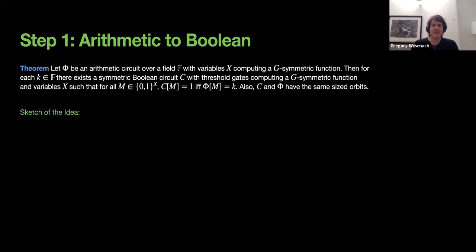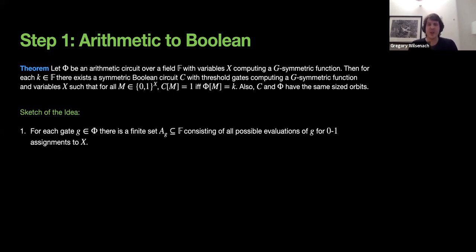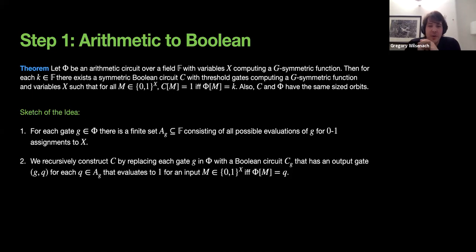Okay. And roughly speaking, the idea looks something like this. You observe that for each gate in the arithmetic circuit, since you're only looking at 0-1 assignments, there's only a finite number of possible values that gate could take on for a given 0-1 assignment to the variables. Right, so if you actually compute the function at that gate, there's only a finite number of possible values it could take on given that there are only 0-1 assignments you're considering to the input variables. And once you have that, you start recursively constructing this Boolean circuit, where for every G in the arithmetic circuit, you construct this Boolean circuit CG, and it has an output gate for every possible value G could take.